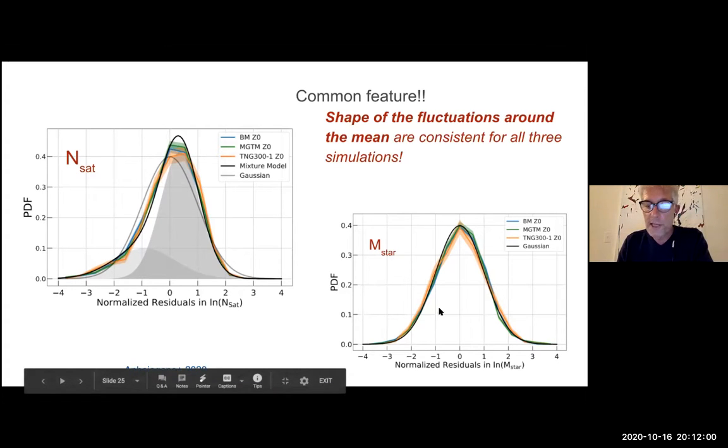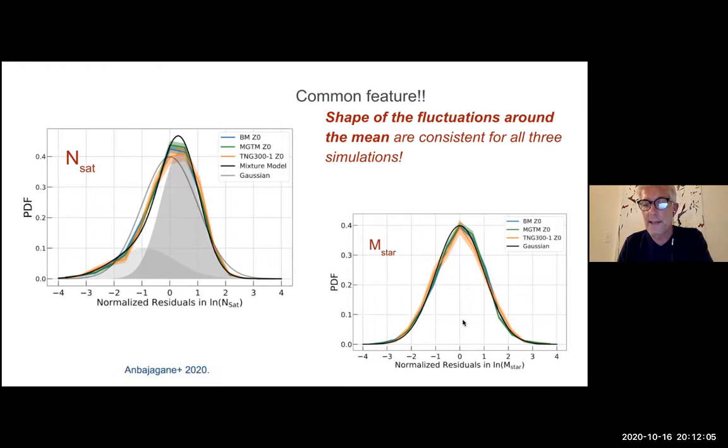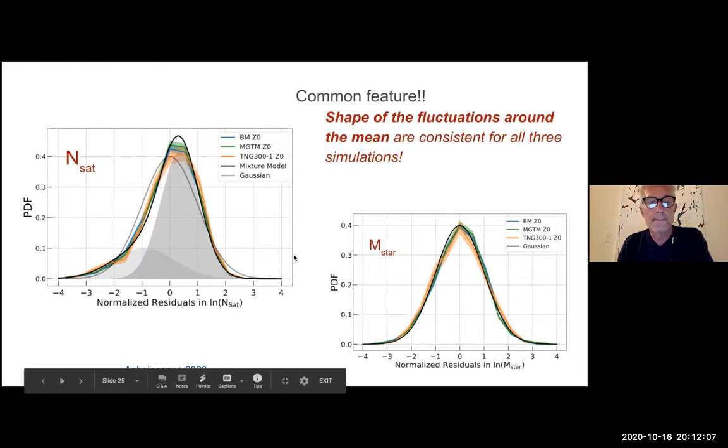And you see the total stellar mass is unaffected, right? Because we're counting both the central and the satellite galaxies over here. Good question.